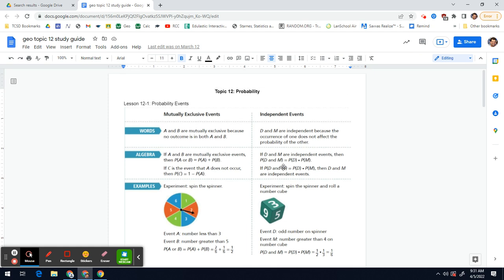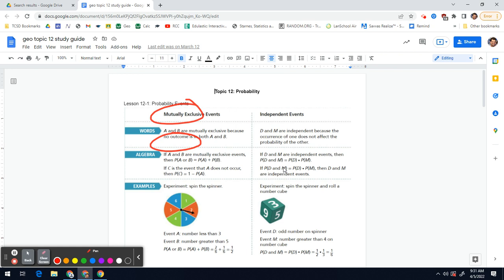So first of all, probability is on the state test a lot. I don't know why. They must really think that probability is important for you to understand, but this is geometry class, right? But it is what it is. So the first concept we talk about are mutually exclusive events, right? If two events have no outcomes in common, then they're called mutually exclusive. No outcomes in common, okay?